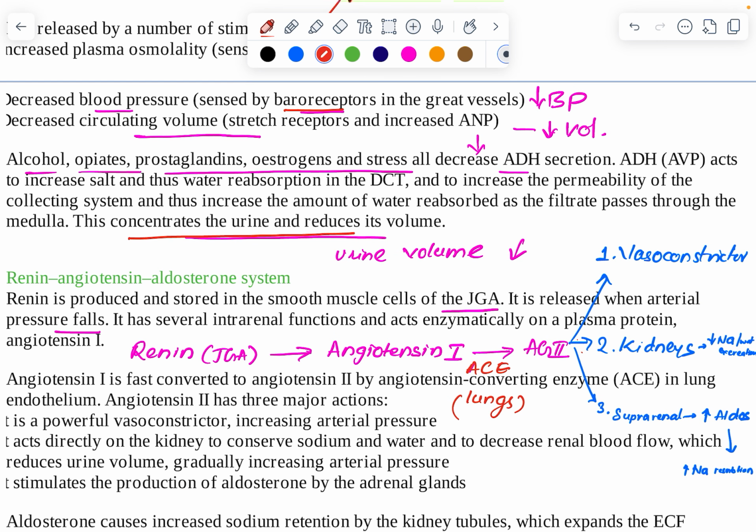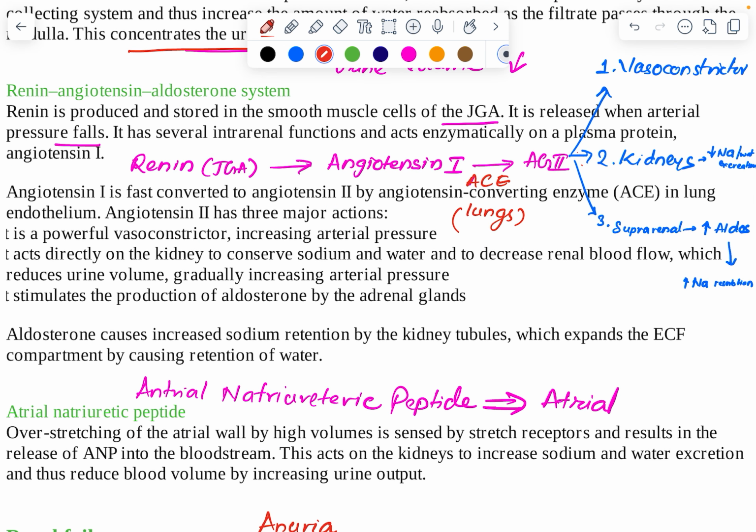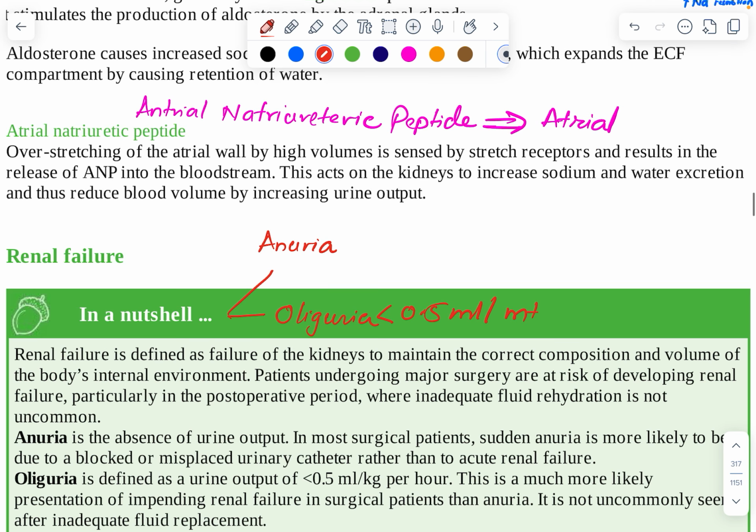The renin-angiotensin system: renin is produced and stored by the juxtaglomerular apparatus. Angiotensin 1 is converted to angiotensin 2, which causes vasoconstriction, decreases sodium excretion in the kidneys, and increases aldosterone from the suprarenal gland, increasing sodium reabsorption. Atrial natriuretic peptide is the reverse of that.